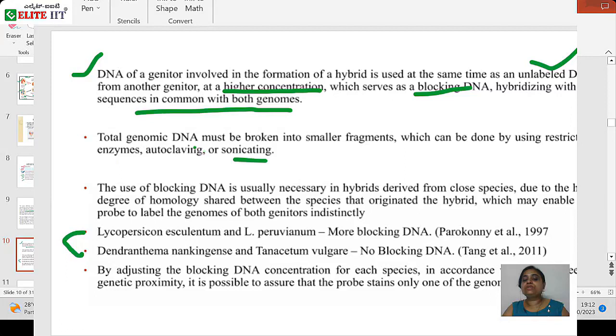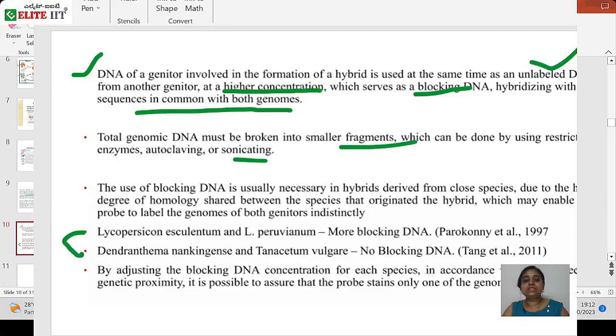Now, total genomic DNA must be broken into smaller fragments. If you see the steps involved in this process, first of all you have to do the fragmentation of the genome, which can be done by using restriction endonucleases or by autoclaving or sonication. And in this case blocking of the DNA is necessary.